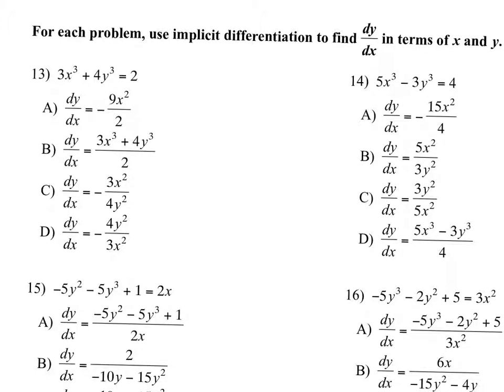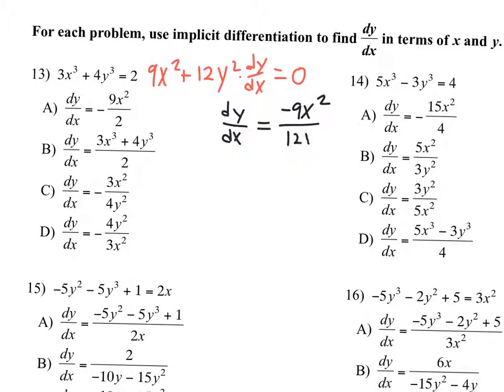So, for number 13, we've got 9x squared plus 12y squared, and here we have to have that dy/dx, or y prime, and that's going to be equal to the derivative of 2, which is 0. Getting the dy/dx by itself, we're going to subtract 9x squared to the other side and divide by 12y squared. And when we do that, it's going to be minus 9x squared over 12y squared, which is negative 3 over 4, x squared over y squared.